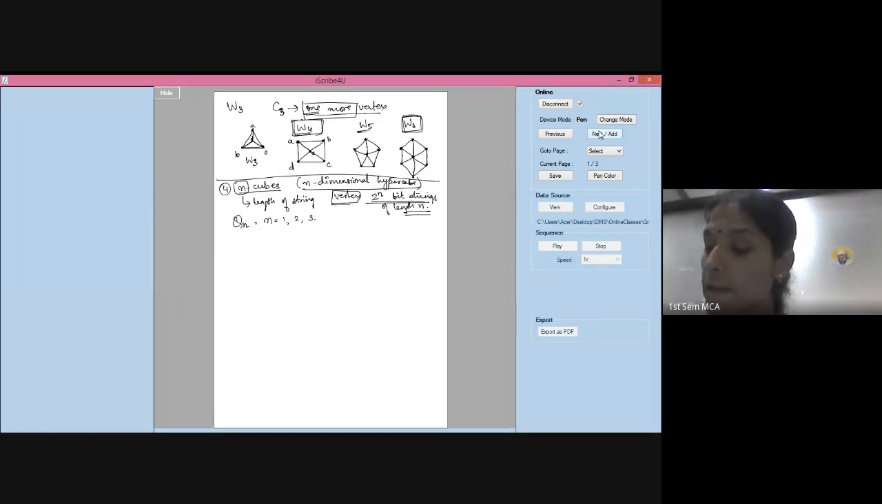N represents what? Length n. I said n dimension, it represents a dimension. So suppose I take Q1. This is Q1, a one-dimensional cube. Here we have 0, and this is 1. Each string, this is a bit string, is of length 1.